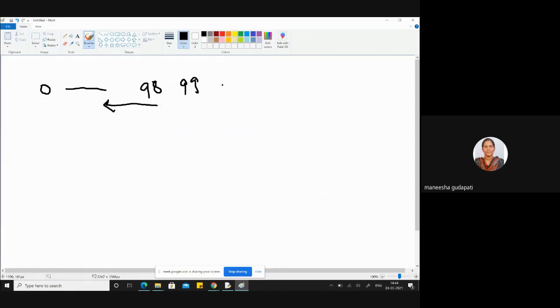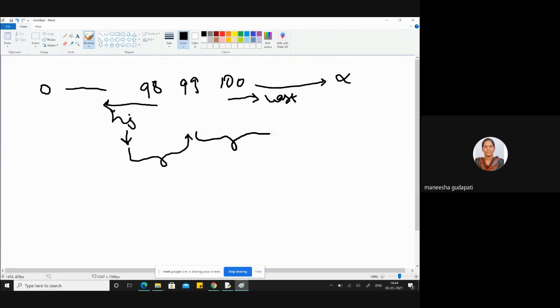In the same way, from 100 to infinity, you have to identify the least palindrome in this group. Here the least palindrome, here the highest palindrome. After finding these palindromes, you have to find out the distance from the highest palindrome to the given number and from the given number to the least palindrome in this group.